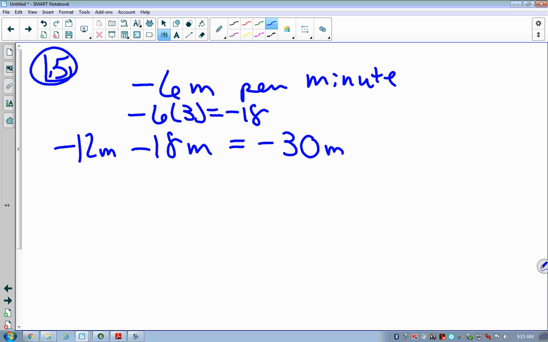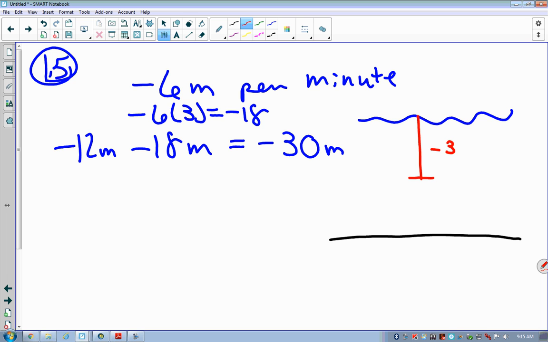Okay, so if we are looking at this, and down here is the ocean floor, he has made it to negative 30 meters. Down here is negative 99 meters. We want to know how far away he is. Okay, does that make sense?